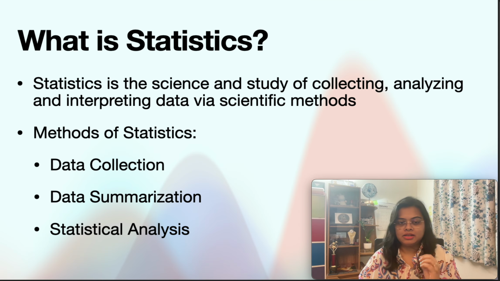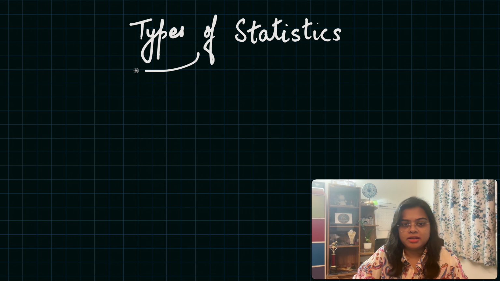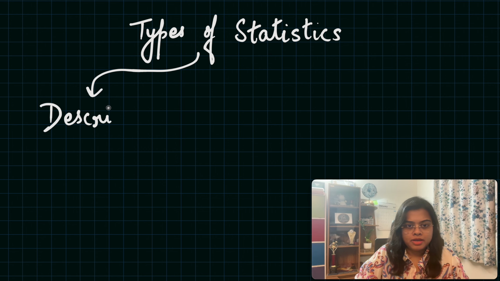Now moving on, let's talk about what are the types of statistics. In various books, you will see that there is a slight deviation in the types of statistics. I will cover both the views and then let you decide which one makes more sense to you. When it comes to types of statistics, majorly you will find that there are two types. One is descriptive and the other is inferential.